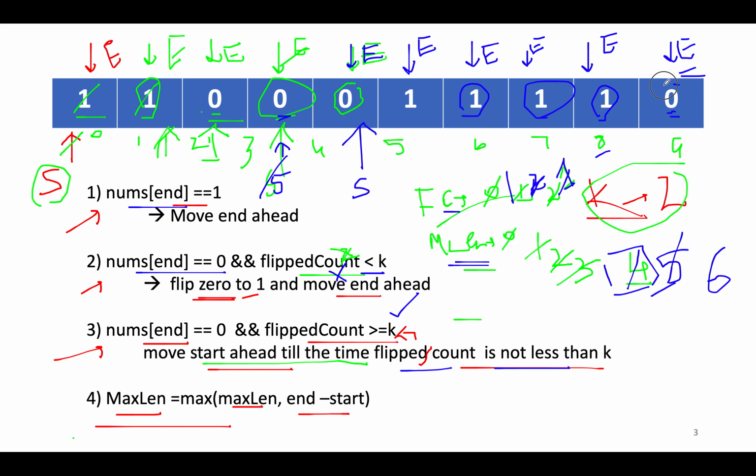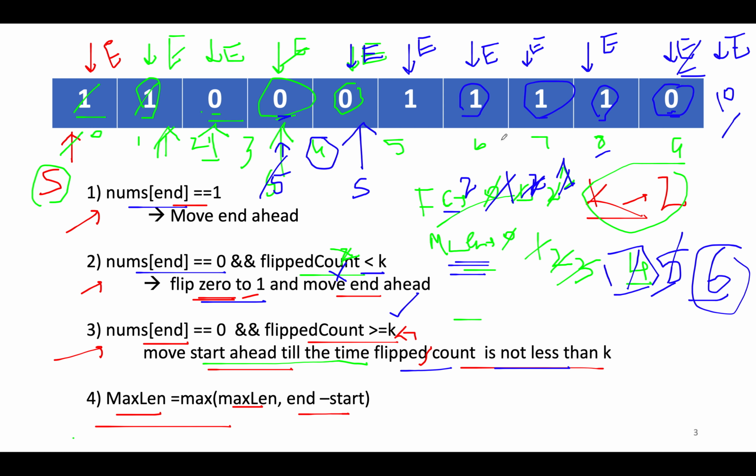Let's continue the iteration. The current element that is held at the last index is 0, and the flip count is less than k since you have decreased it. So what we are going to do, we'll update the flip count to 2, back to 2. And we'll move ahead with the end pointer. So end pointer comes here, which is nothing but 10. Start is pointing to 4. Please keep this in mind. 10 minus 4 is 6. 6 is equal to the max length variable, so you'll not update the answer.